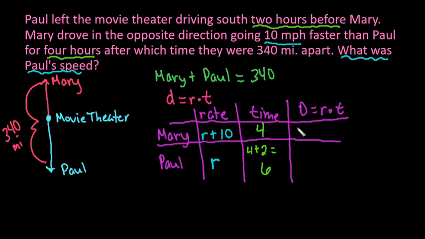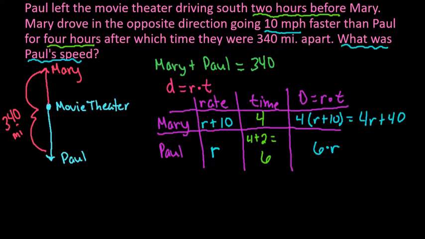So the distance that Mary traveled is equal to 4 times r plus 10, which equals 4r plus 40. And Paul's distance is going to be 6 times r. This one's a little bit more complex, a little bit harder of a linear equation to solve, not much. Then we take Mary's distance, the 4r plus 40, plus Paul's distance, which is 6r, and that gives us a total of 340.